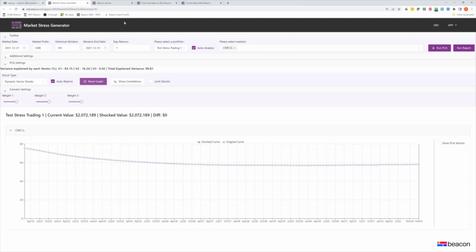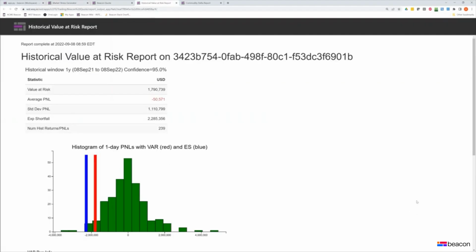So let's look at a value at risk report. Here's sort of a typical one. So the idea is, the green bars here are a histogram of your profit and loss, your P&L outcomes. So sometimes you lose money on the left-hand side, sometimes you make money on the right-hand side. When we're looking at tail risk, we're looking at the left-hand side of the distribution and want to get a feel for that. So value at risk is one way of doing that.